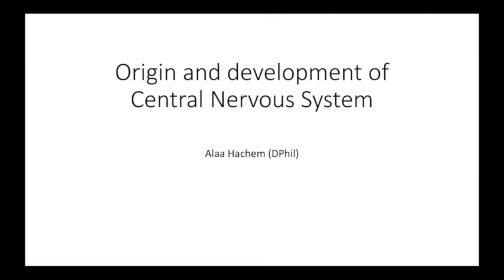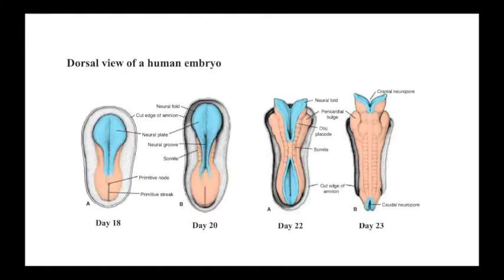Today we are talking about the origin and development of the central nervous system. The central nervous system appears at the beginning of the third week of embryonic development in front of the primitive node. This area here starts to thicken to form the neural plate.